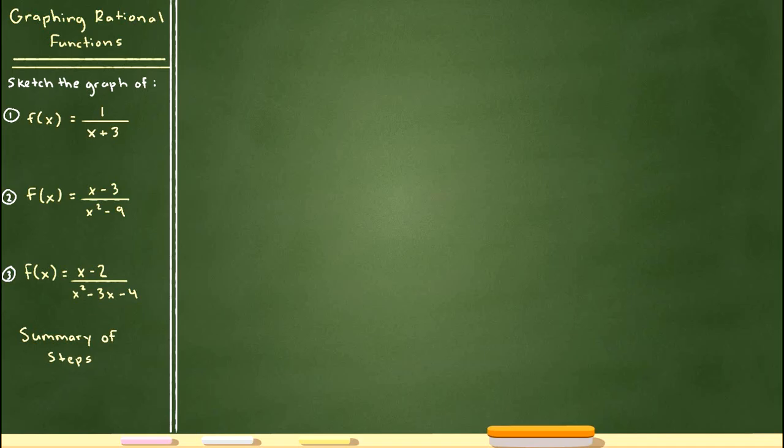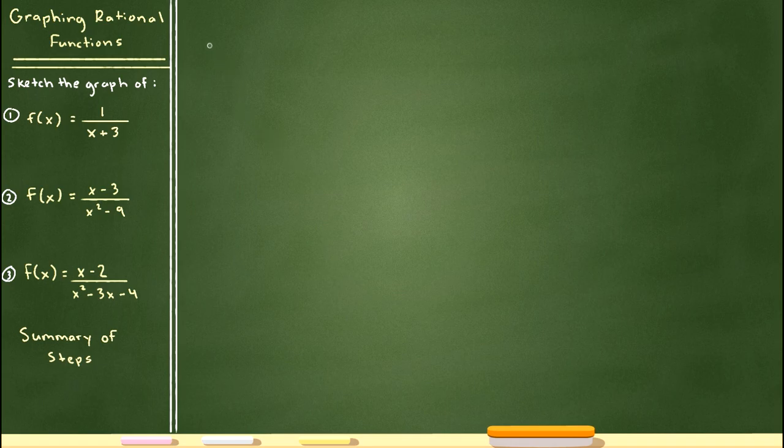Hey everyone, in this video we're going to be taking a look at a few strategies to make quick sketches of rational functions. Whenever we have a polynomial divided by another polynomial, we say that's a rational function. We're going to take a look at 3 examples over on the left side, and you can click on these examples at any time to go straight to that example. Once we finish those 3 examples, we're going to take a look at the summary of steps that we used in making sketches of these 3 rational functions.